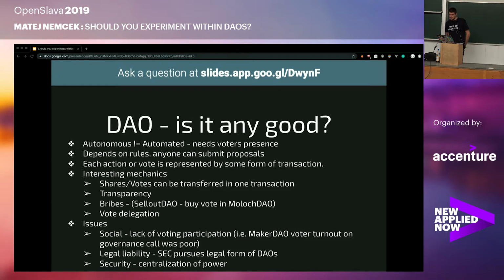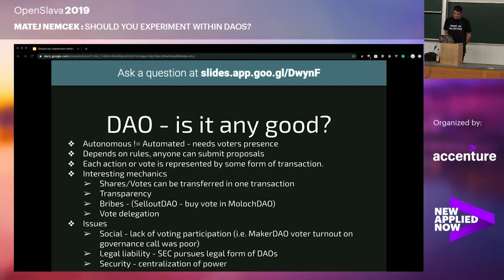Maybe you heard previously this summer about the lock drops or something like that for Edgeware. In every DAO there should be a flow where anybody who is a holder can propose or submit some proposals, and others in the so-called council can vote on them. Each action is represented with some form of transaction. If you sign with your private keys and broadcast it to the network, it's there. I can talk more about interesting mechanics: the shares and votes can be transferred in one transaction.